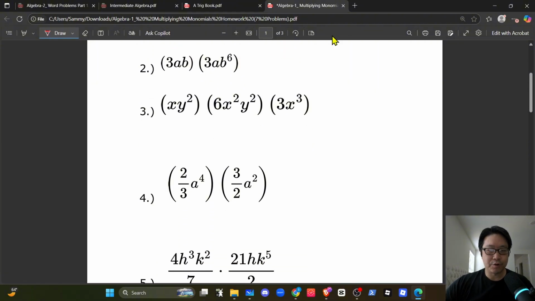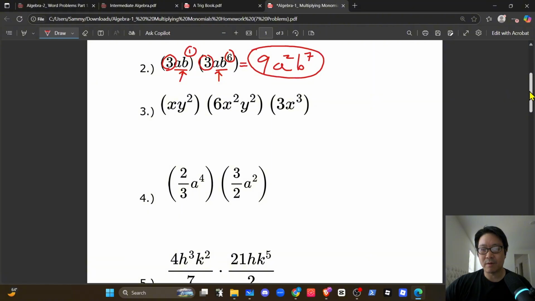Okay, let's try number 2. In this one, we're going to be multiplying our coefficients and then our variables. So 3 times 3 is 9. And since these are the same base, we're going to end up with a to the power of 2 and b to the power of 7. 1 plus 1 is 2, and 1 plus 6 is 7. So we're going to end up with 9a squared and b to the 7th power.